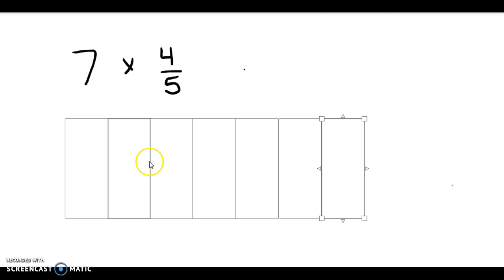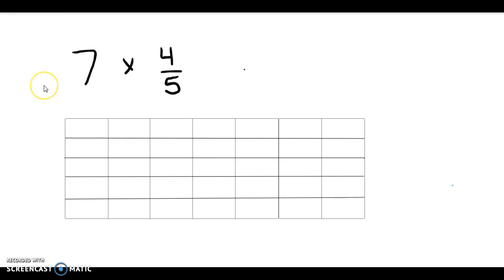So every single one of these units that I just laid down needs to be cut into fifths. I'm going to go ahead and jump to when I've already finished doing that. Okay, and we're back with every single one of my unit rectangles having been cut into fifths. Now the reason I cut them into fifths is because my problem is asking for 4/5 of 7.